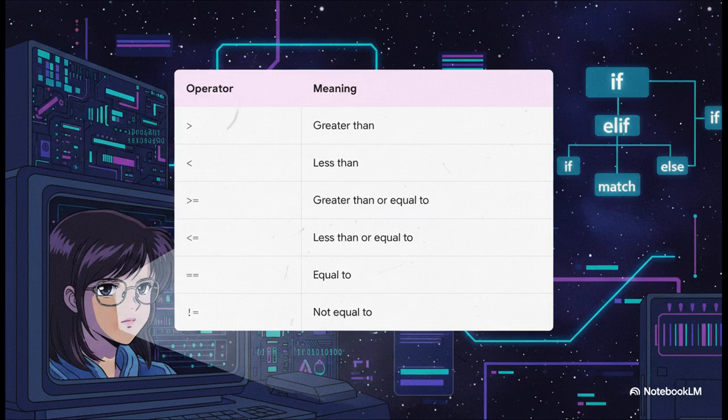Now, most of these probably look familiar from math class, but I want you to pay close attention to the double equals sign. This one trips everyone up at first. A single equal sign is a command, like x equals 5. You're telling Python what to do. But a double equal sign, that's a question. You're asking Python, hey, is x really equal to 5? Getting this right is absolutely key.